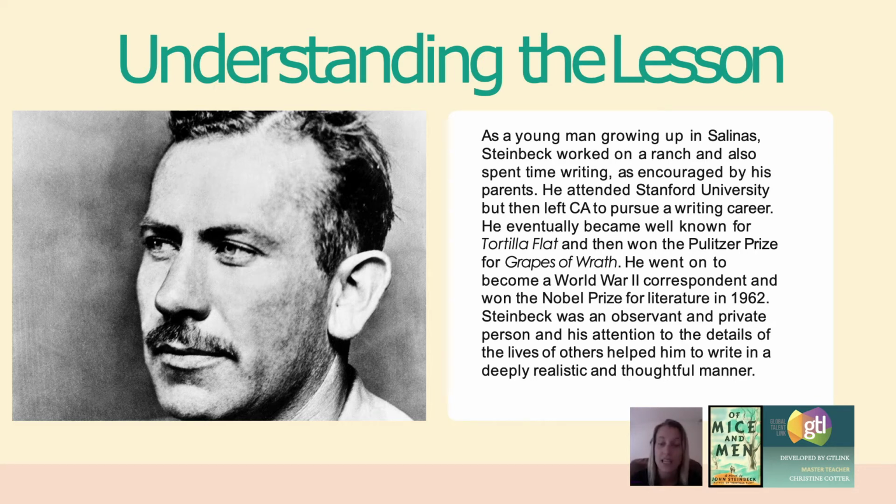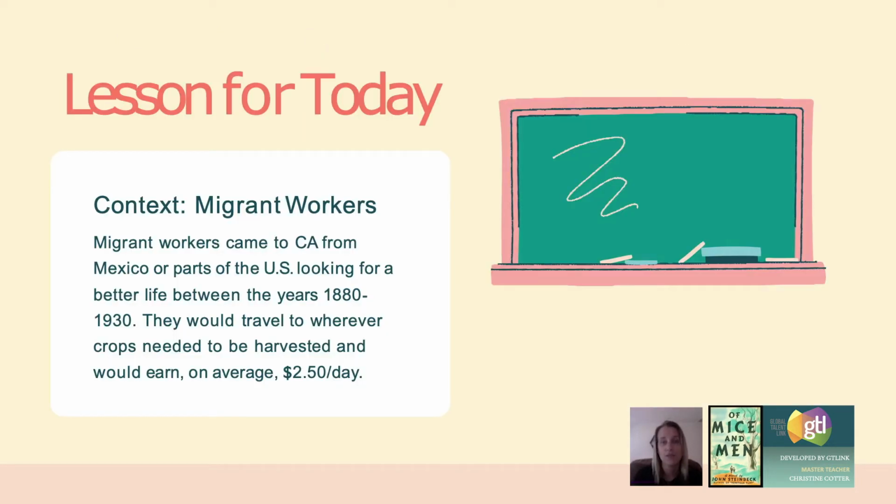It's a tough book. Steinbeck was an observant and private person, and his attention to details of the lives of others helped him write in a deeply realistic and thoughtful manner. Maybe someone would call him a wallflower. He stood back and observed. But in his observations, he was able to bring such realistic portrayals of people in his characters, making him very popular because as a reader, you're able to relate to the characters in the book. Maybe not wholeheartedly, but a piece to them is so human because it's so real.